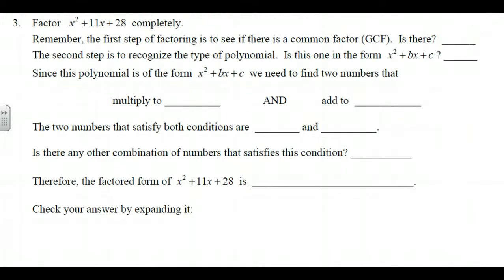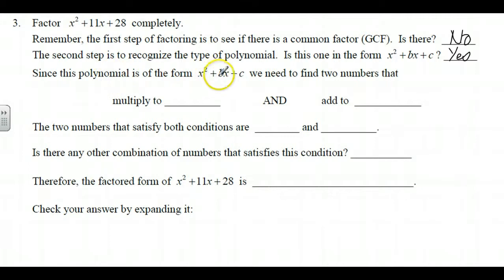All right, factor x squared plus 11x plus 28. The first step: is there a GCF? Is there a number that goes into all of these? No, there isn't, because we have a 1x squared. The second step is to recognize the type of polynomial. Is this of the form x squared plus bx plus c? Yes, it is. We'll call that a simple trinomial.